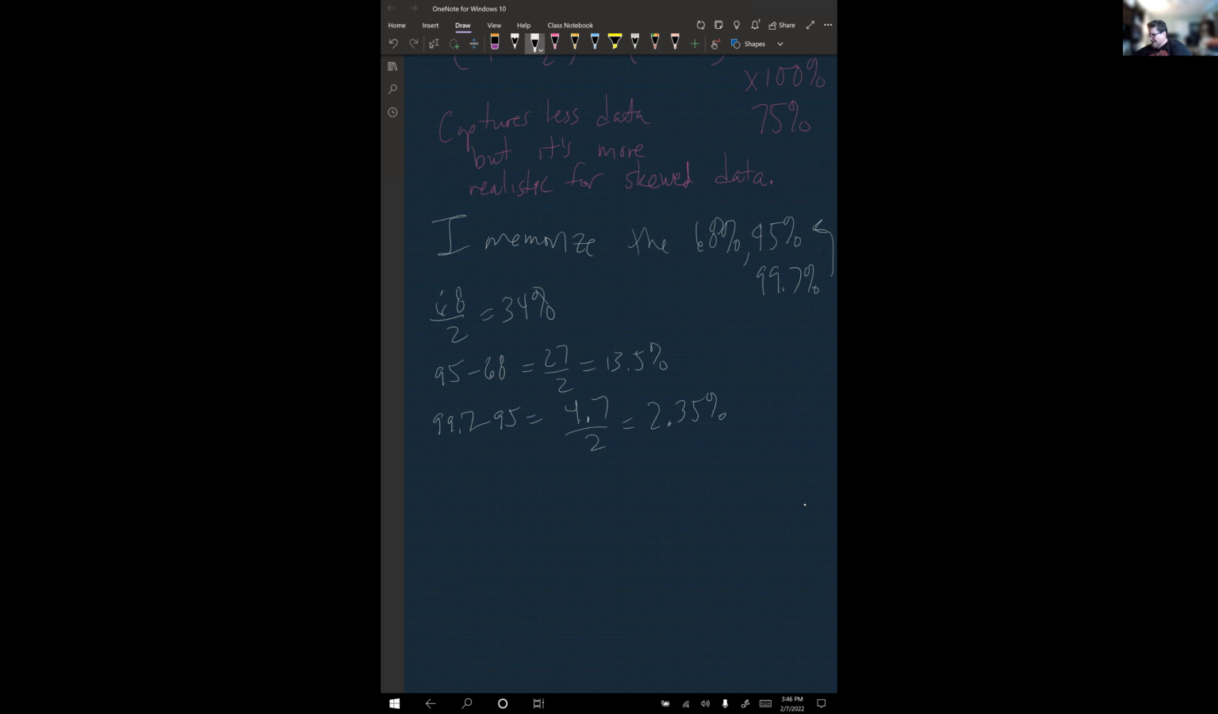And everything outside of it has to add up to 100. So 100% minus 99.7% is 0.3. And divide that by 2, and I get 0.15%. They will ask you this in several problems.